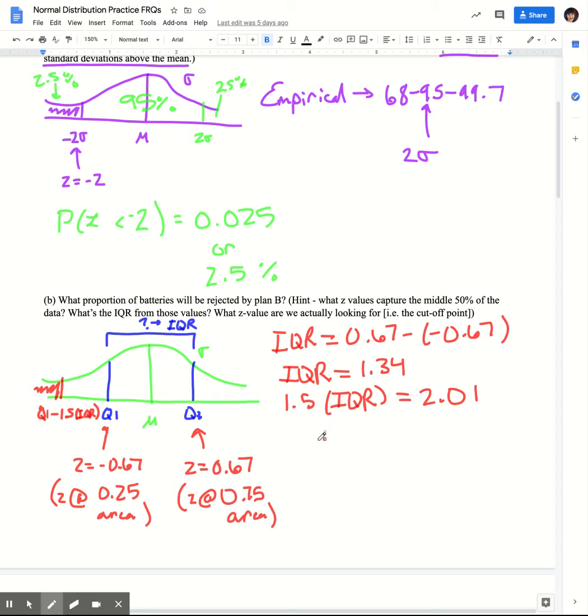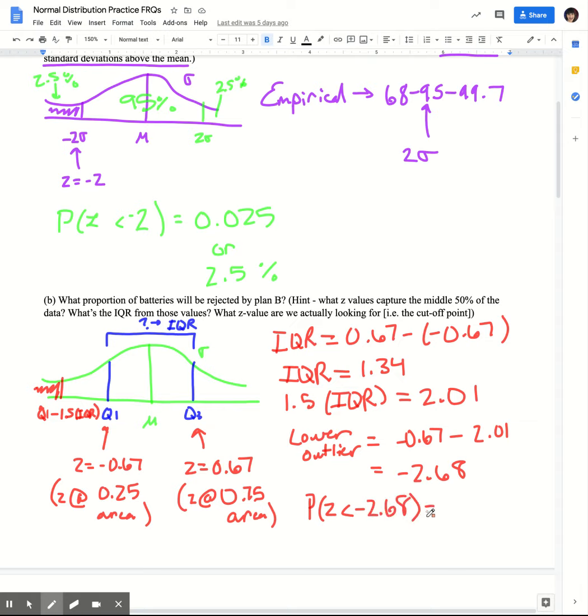Okay, so now I know my lower outlier bound is Q1, which is negative 0.67, minus 1.5 times IQR, which is 2.01. So you get negative 2.68. So you then have to use the Z table to figure out what's the probability that I get a Z value that's less than negative 2.68.